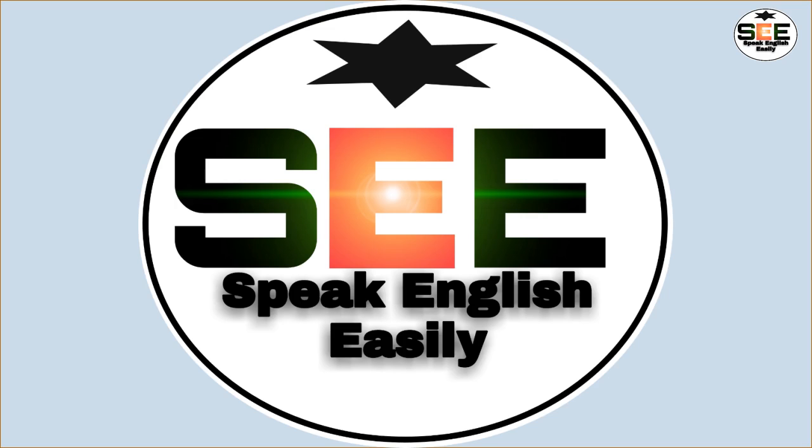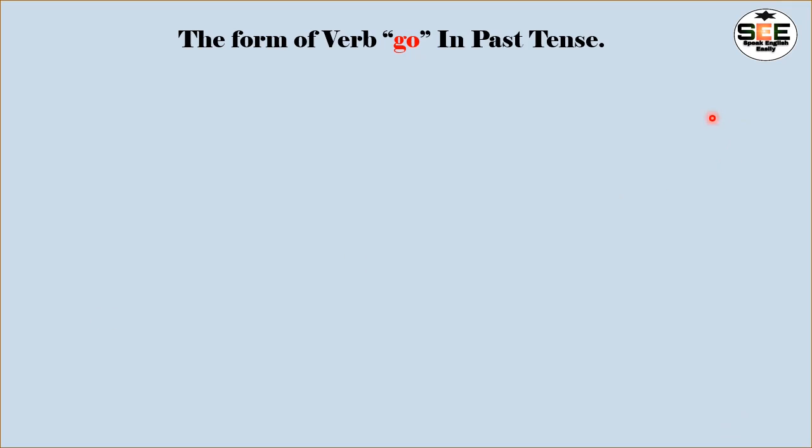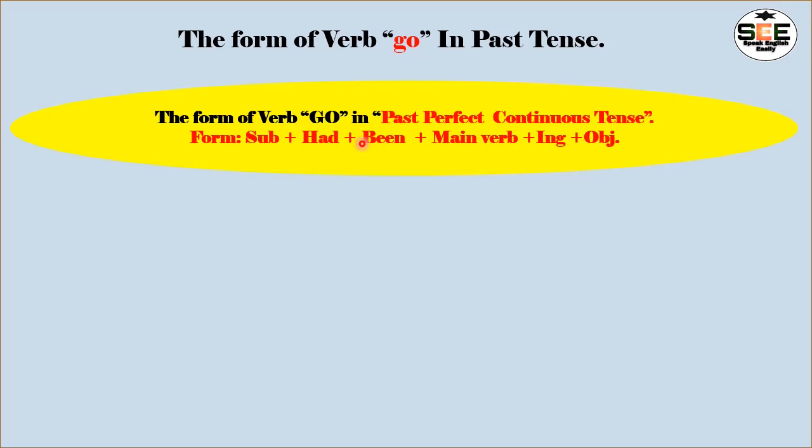My name is Sanjay. Today I'll inform you a very important topic. The form of verb go in past perfect continuous tense. Right? So here we can see the form of verb go in past perfect continuous tense. Form: subject plus had plus been plus main verb plus ing plus object.